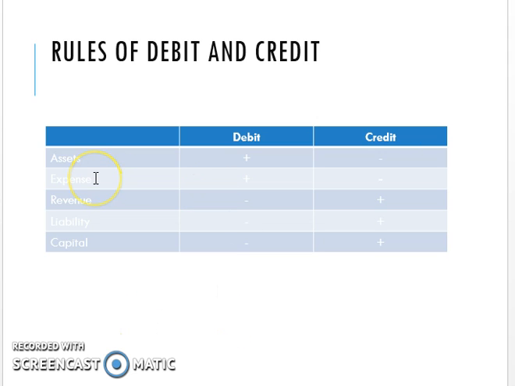So, whenever an asset increases, we need to write on the debit side, and when it decreases we need to write on the credit side. Likewise, when an expense increases we need to write on the debit side, otherwise on the credit side. When revenue increases we need to write on the credit side, and when revenue decreases we need to write on the debit side. Likewise, for liability and capital accounts, whenever they decrease we need to write on the debit side, and whenever they increase we need to write on the credit side.